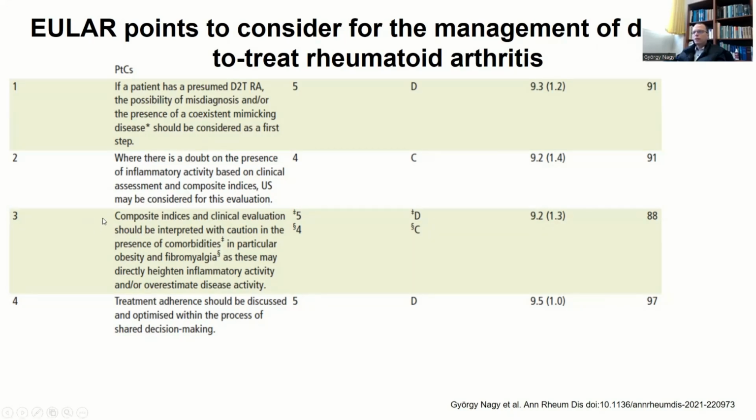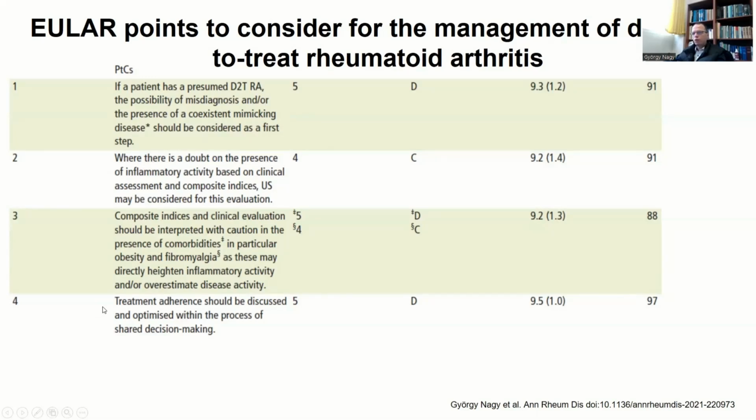The third point is that we should use composite indices in clinical evaluation with caution if comorbidities are present. And especially some comorbidities such as fibromyalgia or obesity may directly heighten the inflammatory activity and may lead to the overestimation of disease activity. In case of comorbidities, one should be very careful how to evaluate the clinical disease activity indexes.